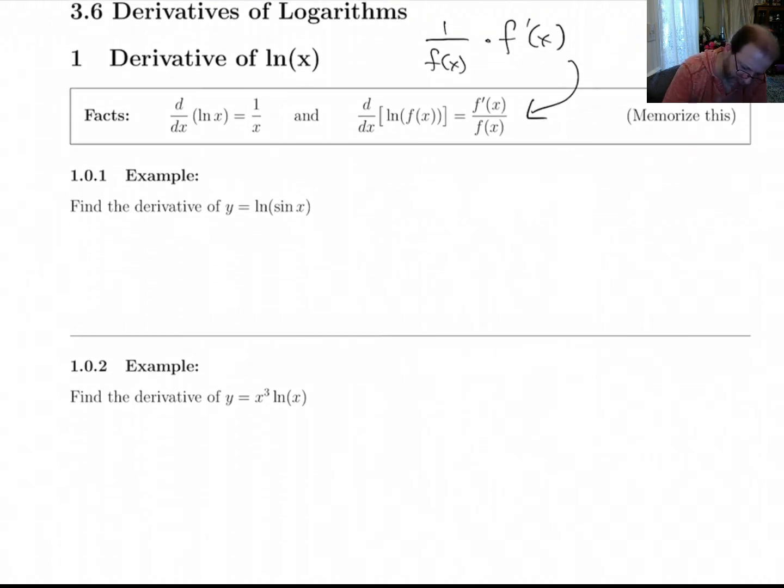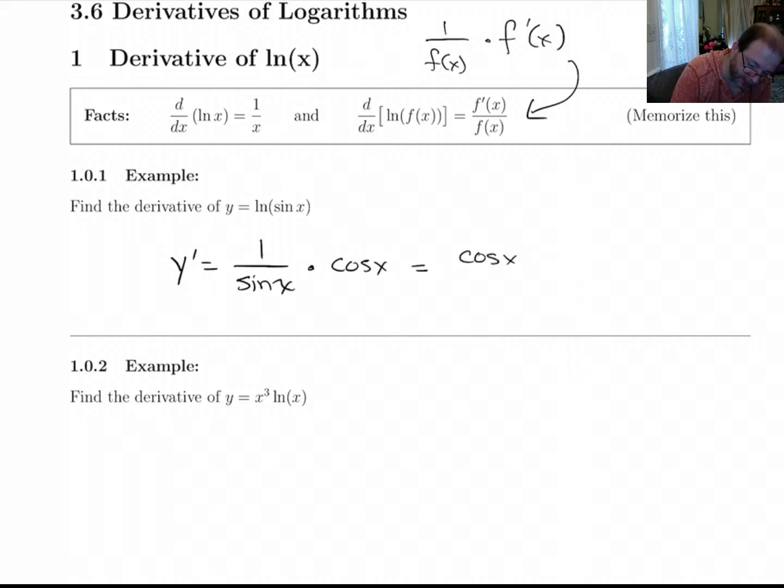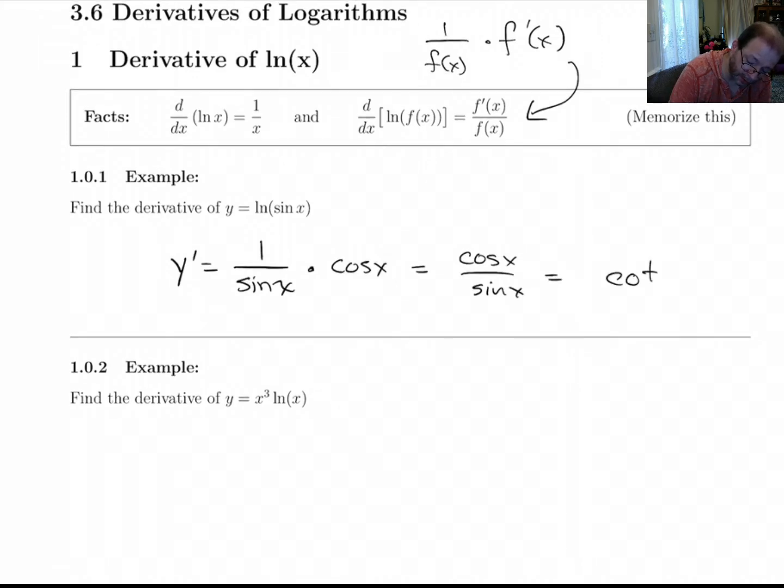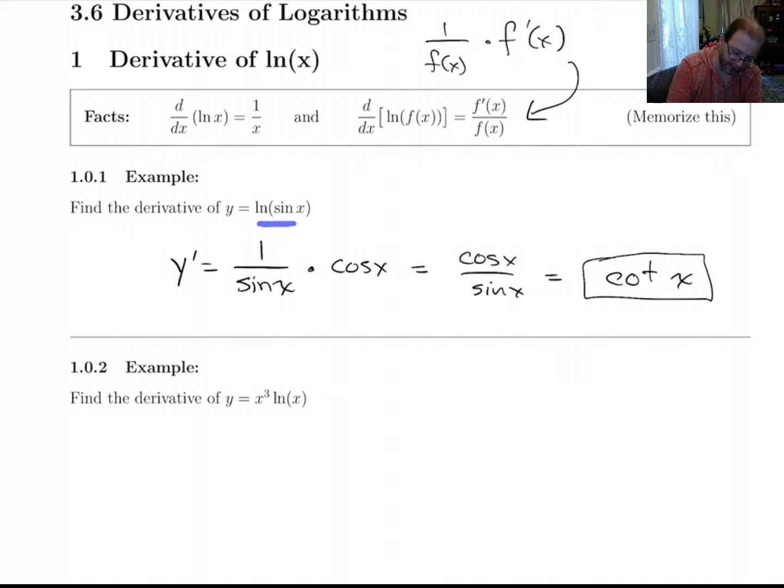Let's do a handful of examples. Some of these are going to be really quick. Find the derivative of y equals natural log of sine x. Well, let's see. The derivative of that is going to be 1 over sine x times the derivative of sine, which is cosine. So we get cosine x over sine x. So that's just cotangent x. Now, in the future, I'm going to skip this step right here. I'm going to jump straight to writing the thing on bottom and its derivative on top.